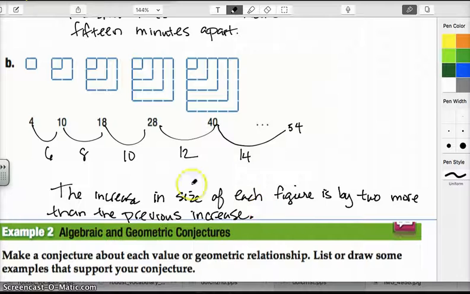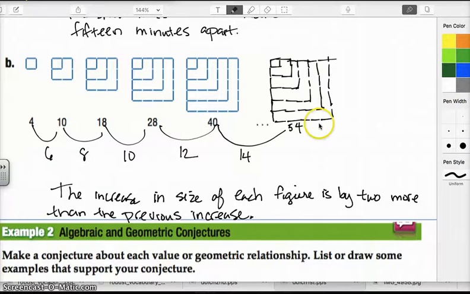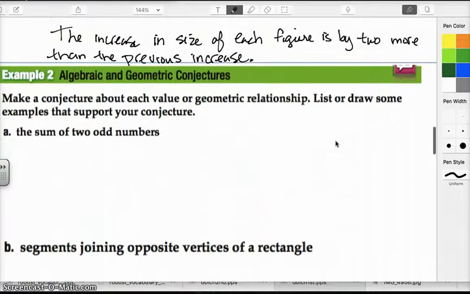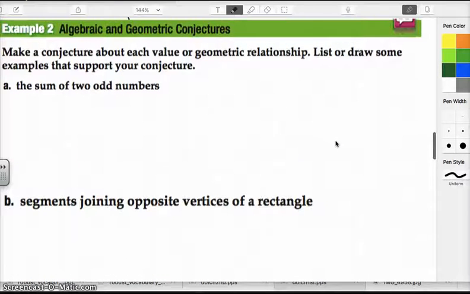I know that looks crazy and it doesn't seem super clear, but what I'm saying is that the increase from 10 to 18 is 2 more than the increase from 4 to 10, and that continues to happen. So how do I prove to myself that this next value is 54? I draw a picture here to convince myself that the 54 is true. And it does work, though my picture's kind of garbagey. All right, let's take a look at some algebraic and geometric conjectures.